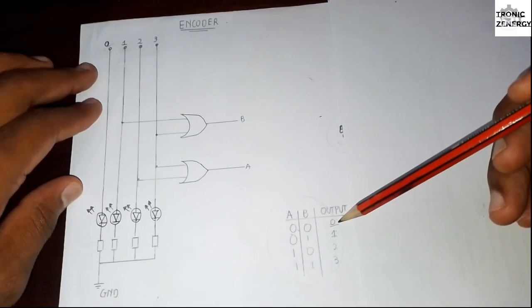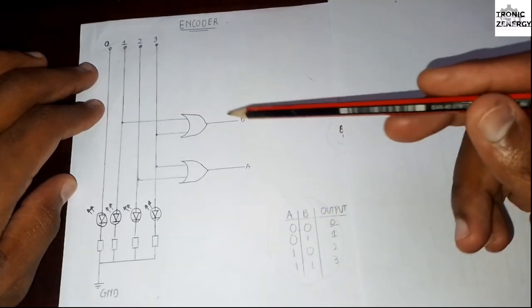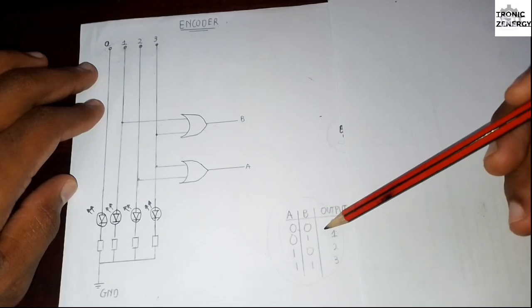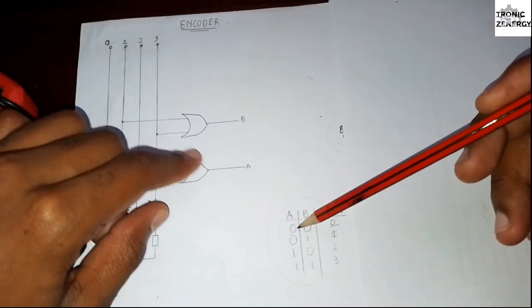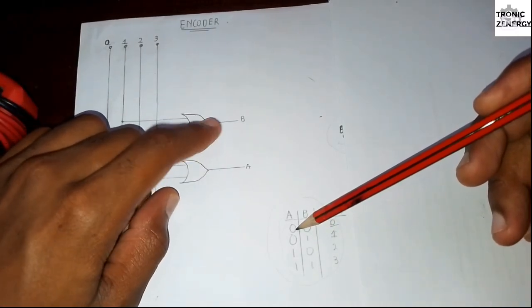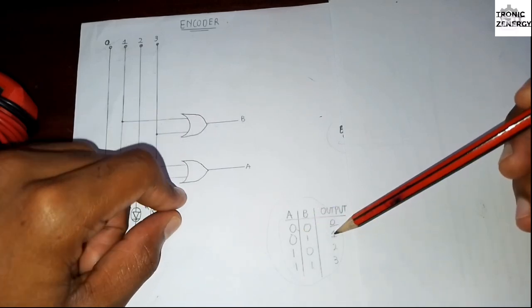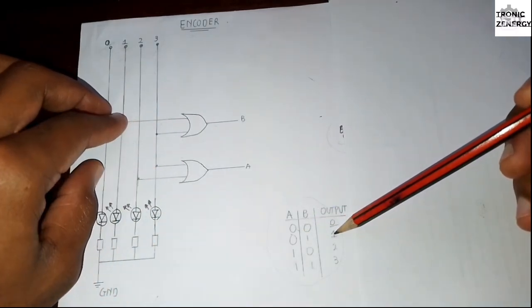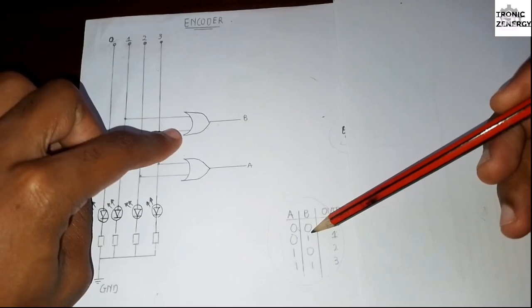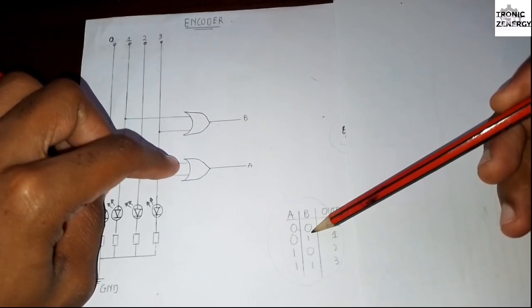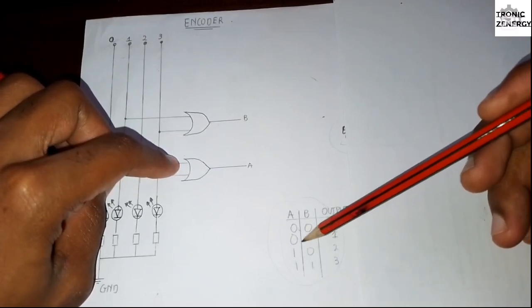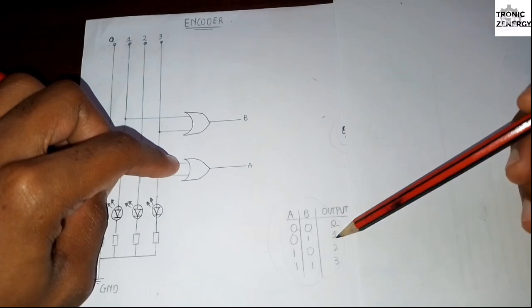So if you have pressed 0, then our output at A and B should be 0 0. Both outputs of this OR gate should be off. If I'm turning 1 on, then B will be on and A will be off, so it will be 0 1. That's what is going to represent 1.